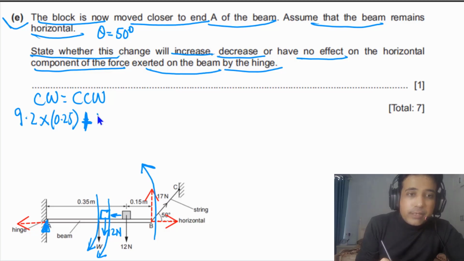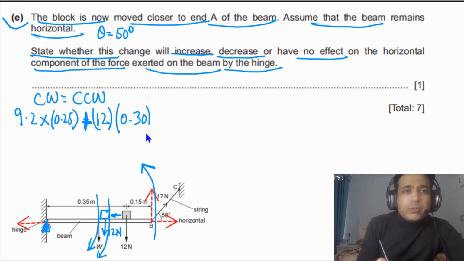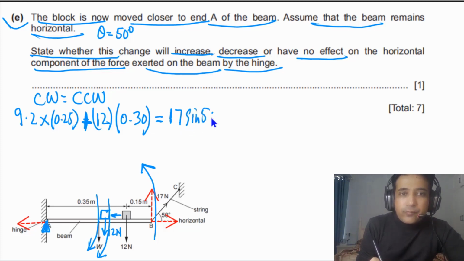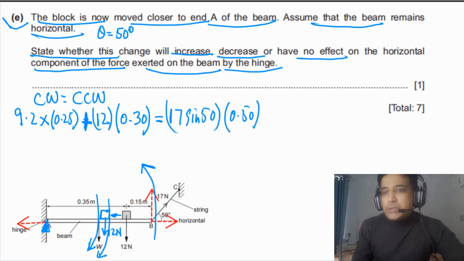So in this case we have 12 multiplied by, you can take any value. Let's say we take 0.30, just assume, you can take anywhere, even without a value we can do this. I will explain how we can do it without calculations. This has to be equal to the vertical component of the tension, that is 17 sine of 50 degrees. We will just write this down, no need to write 13, multiplied by its distance from the pivot, that is equal to 0.50.